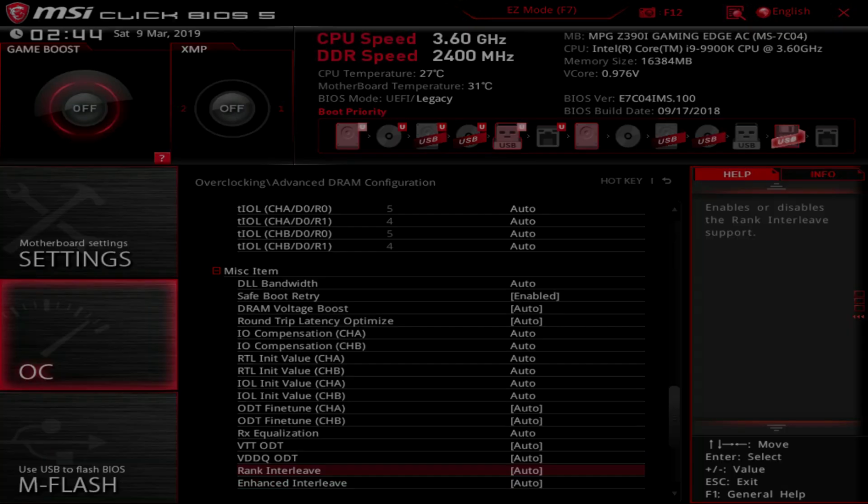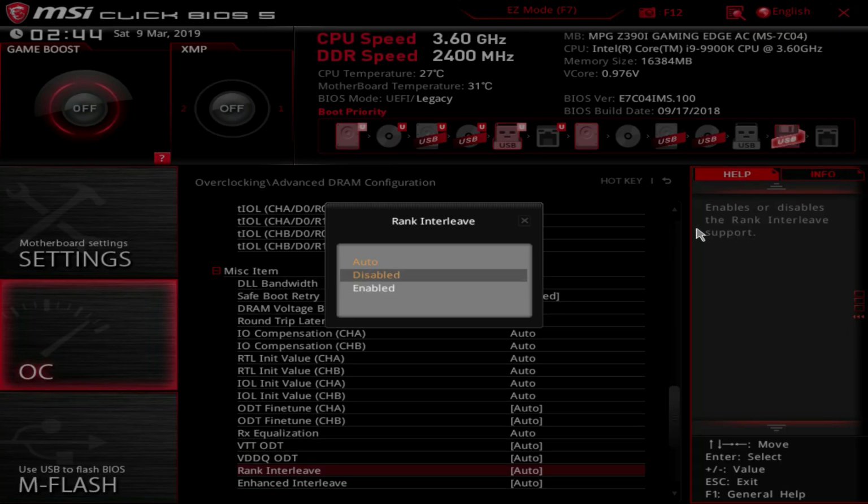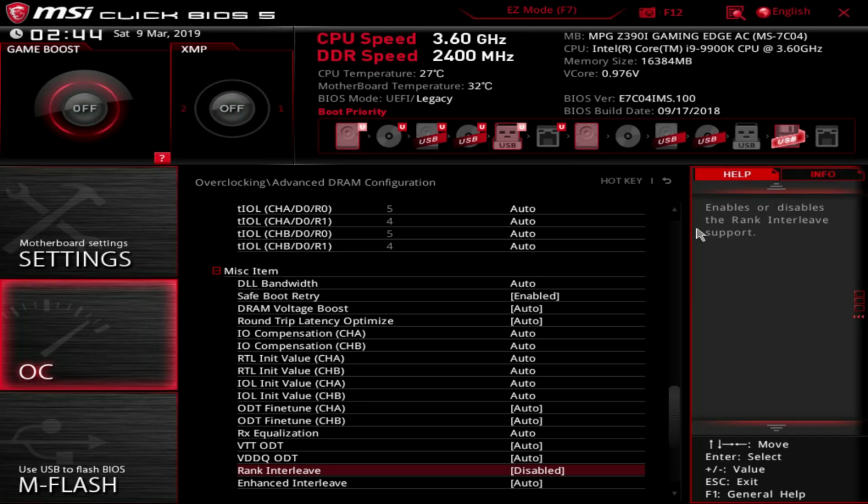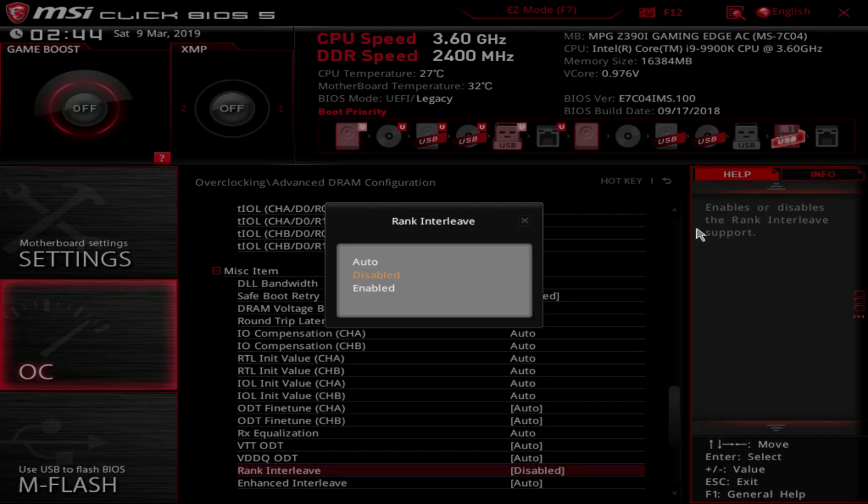So rank interleaving, if you disable this and you have multi-rank memory, you're gonna lose a bit of performance. And I assume this just increases the performance that rank interleaving can give you. So that's that. I've not yet tested multi-rank memory here, but essentially the idea with rank interleaving is that you can do different operations in parallel on the memory ranks.